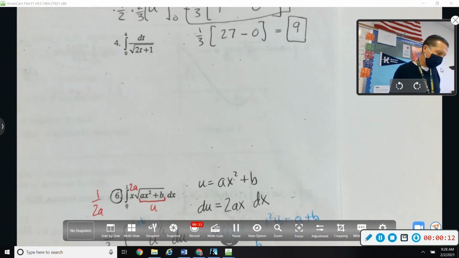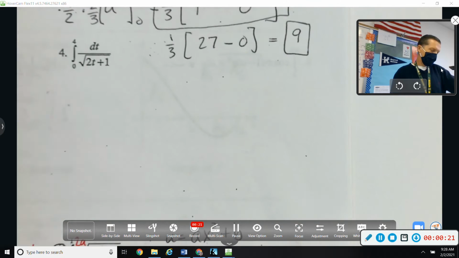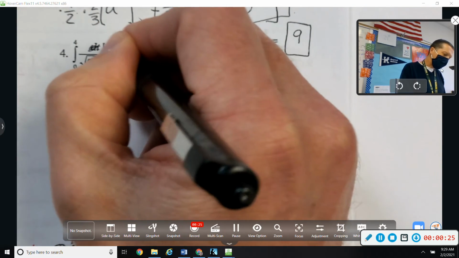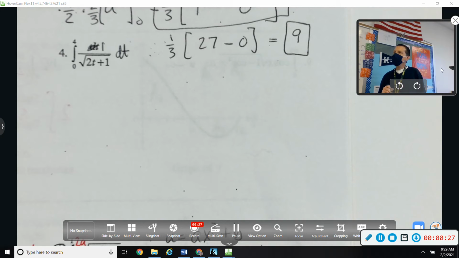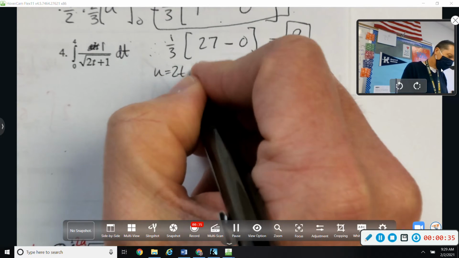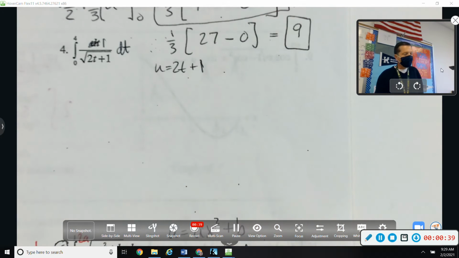Let's see. Did you have a thought for what u should be? I was like, why is the dt on top? What do I do with that? Well, the dt is on top because it works better to see it out to the side like that. That's the same thing. Okay. Did you have a guess for what u should be? 2t plus 1. Because there's not really much else it could be. If you made it the square root of 2t plus 1, then du would be too complicated to deal with.